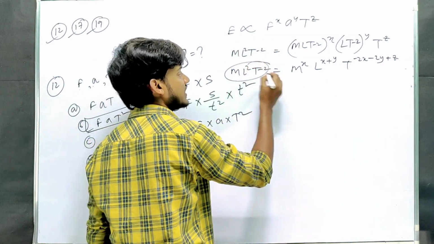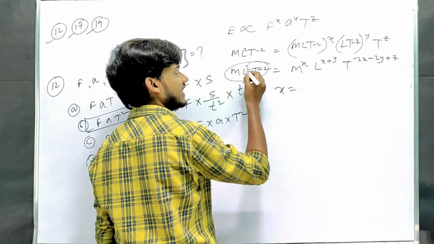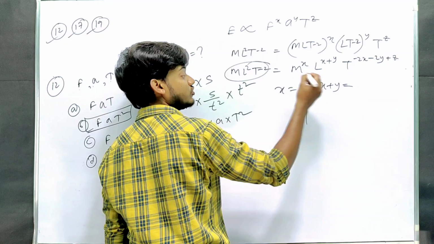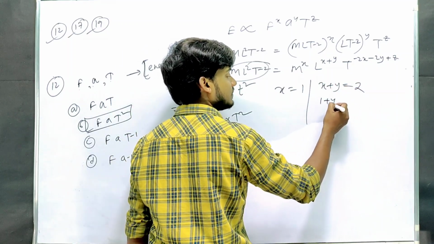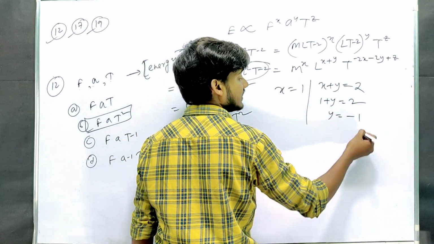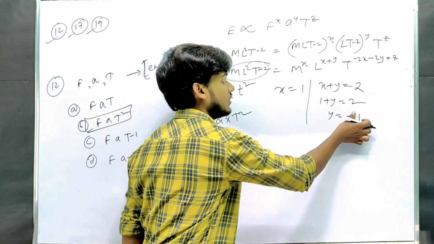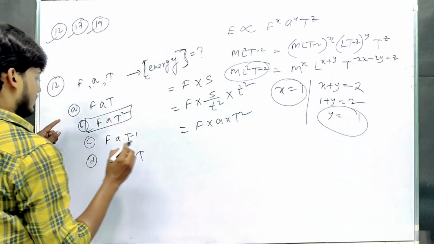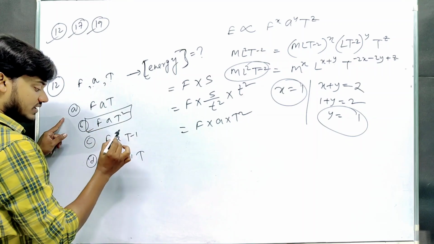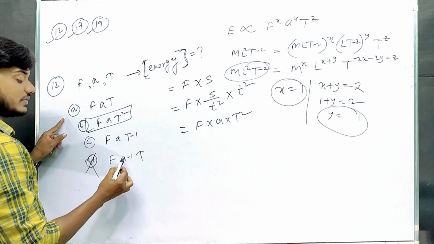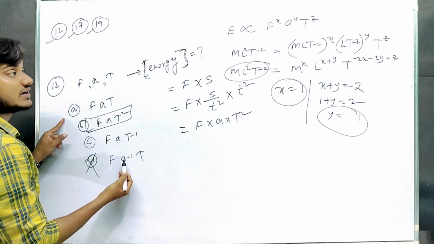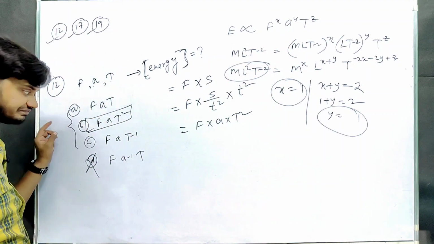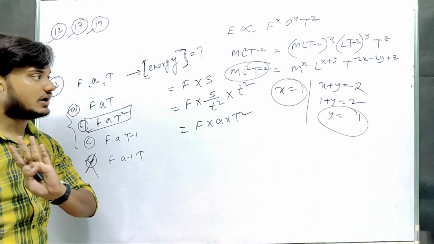Just compare both sides. M to the power x, here M to the power 1. Next, L to the power x plus y, here L to the power 2. X means 1, 1 plus y equals 2, so y equals 1. So x will be 1, y will be 1. So the power of y is not minus 1, therefore one of these three options will be correct. So that is number 2 done.